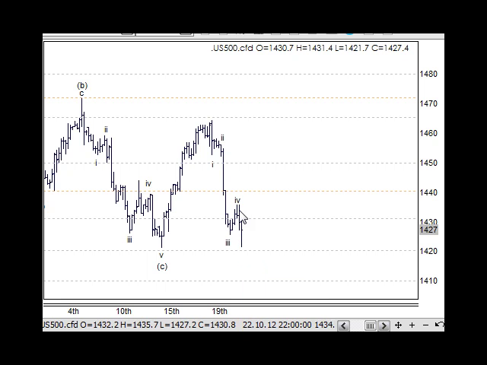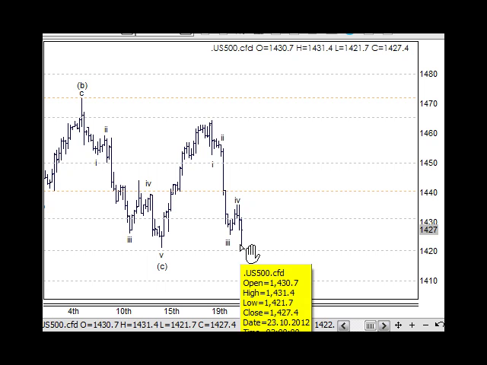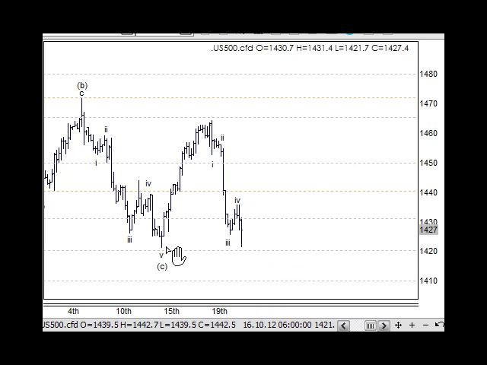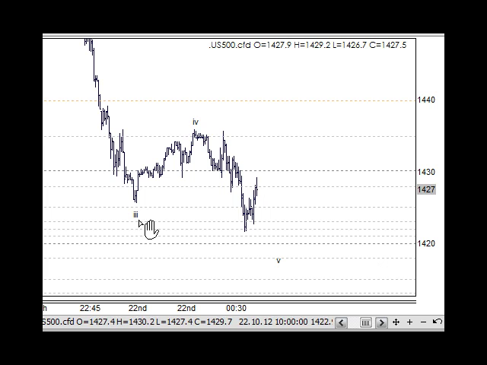Now that wave 5 down there looks reasonably complete, and we can expect a bounce off here. So what we can expect is the market to move back up and test the supply area through here. Just drilling down into this little wave structure here, we're looking at the 3rd, the 4th, and the 5th here.